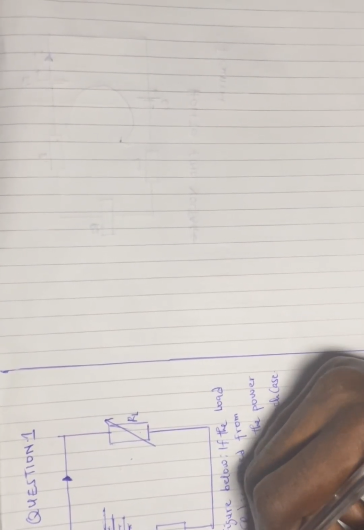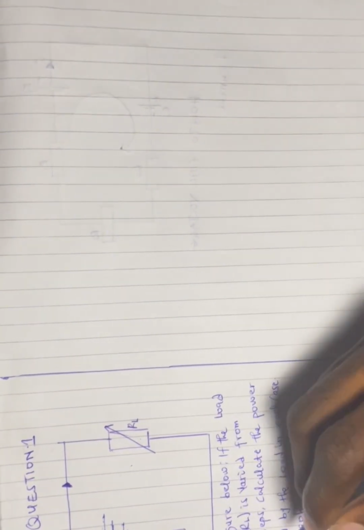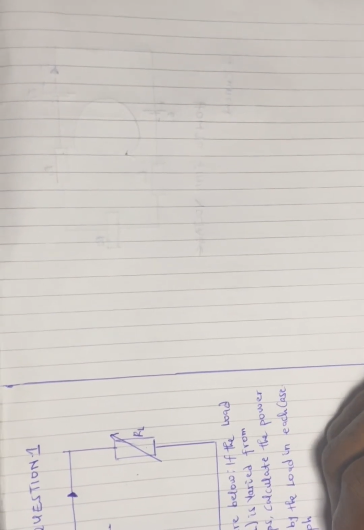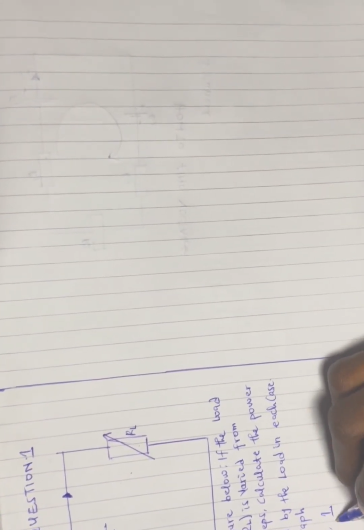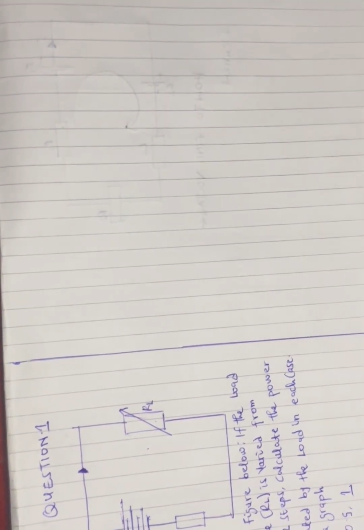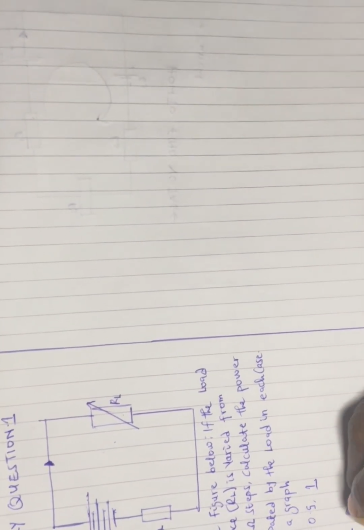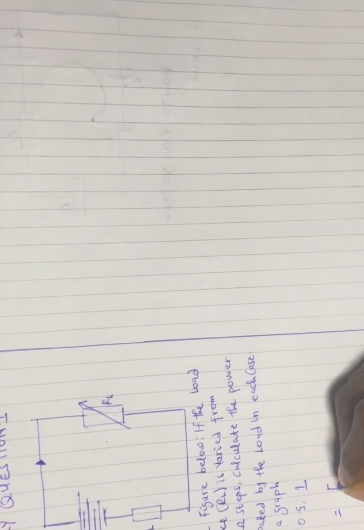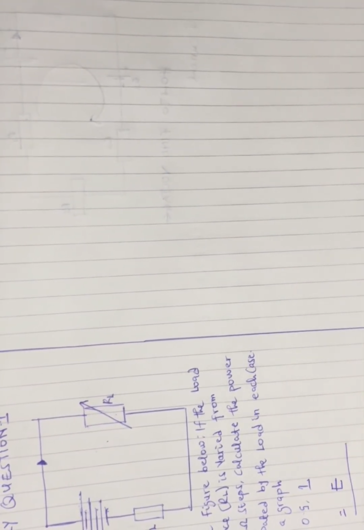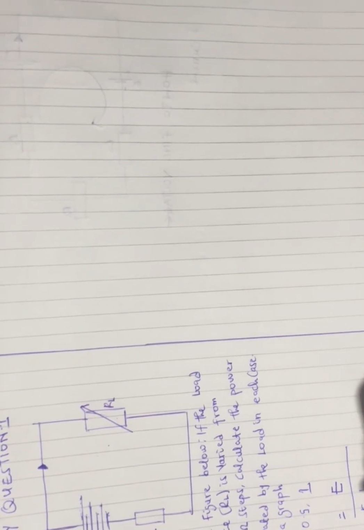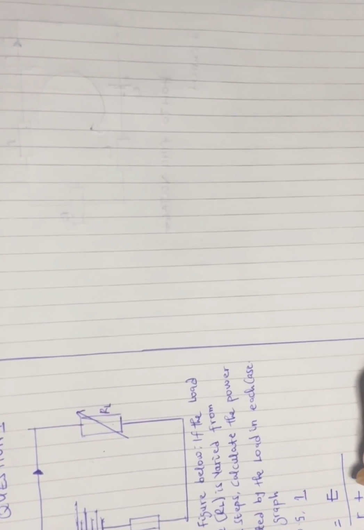So meaning that when you go from 0 in 0.5 steps, it's 0 to 0.5, and you come to 1. So you are going to go in these 3 steps: 0, 0.5, and 1. So how are you going to solve it? You're going to use the formula whereby current I is equal to your voltage E, all over your internal resistance plus your load resistance.